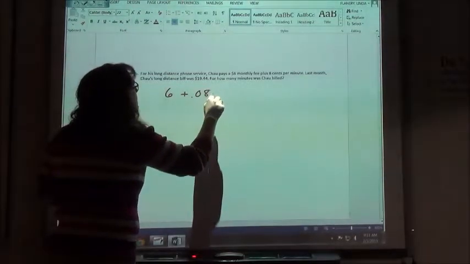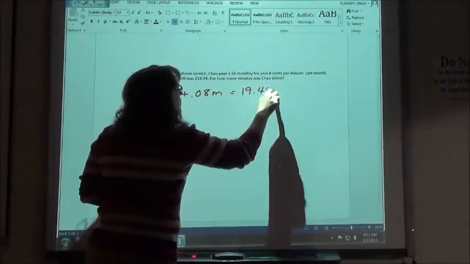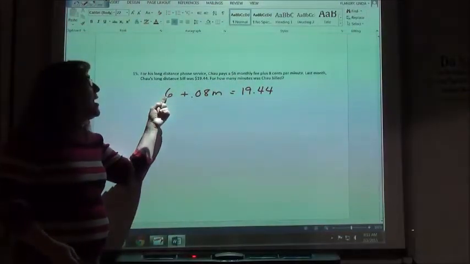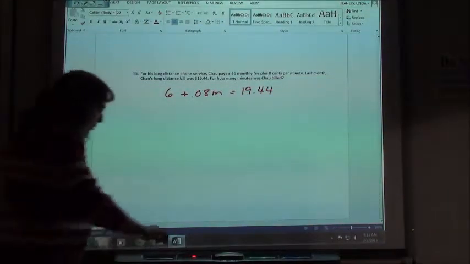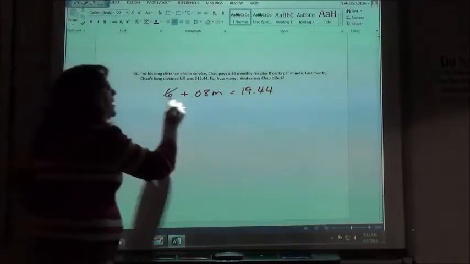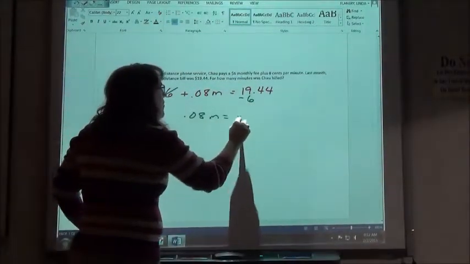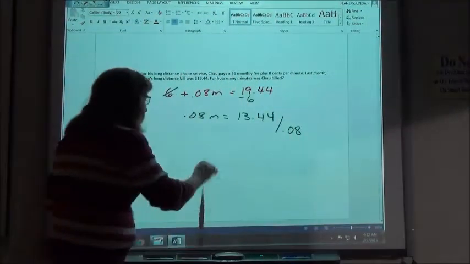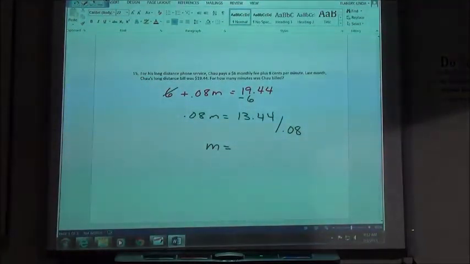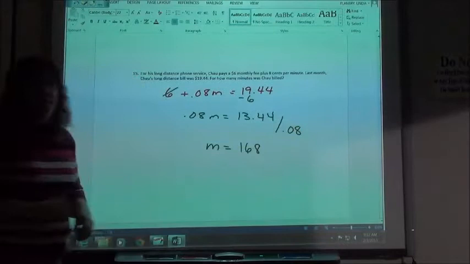6 plus 0.08 M equals 19.44, exactly. He had a $6 fee he has to pay right away, plus 8 cents per minute. Total bill was 19.44. So in order to solve that, the first thing I should do is subtract the 6. So 0.08 M is going to equal 13.44. I subtract 6 from 19.44, and then I'm going to divide by my 0.08. The calculator will be active on these ones, so you can use your calculator. If you take 13.44 divided by 0.08, you get 168. Taking your word for it, I'm not doing it in my head.